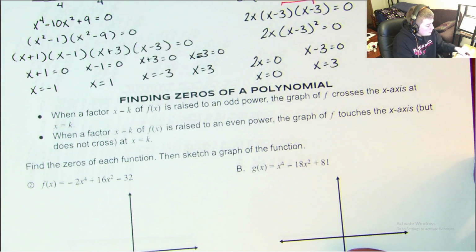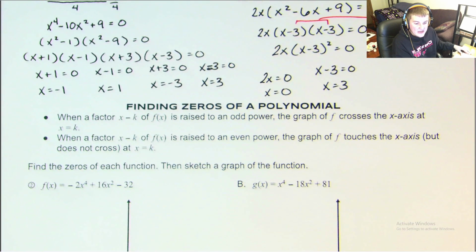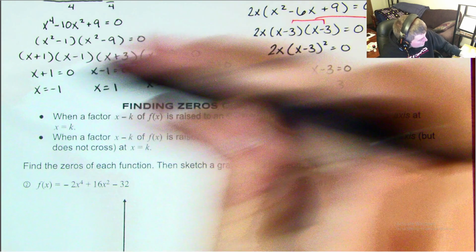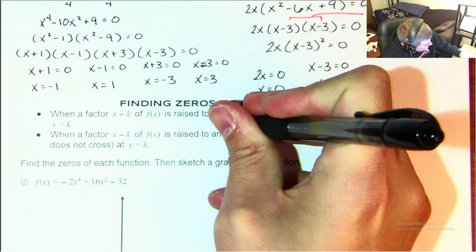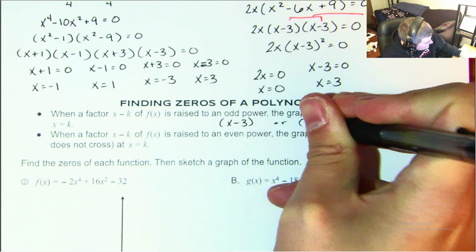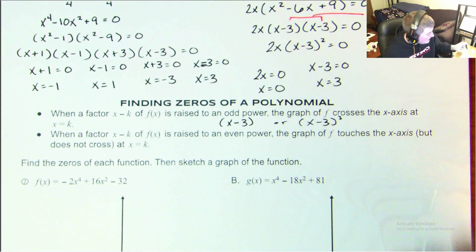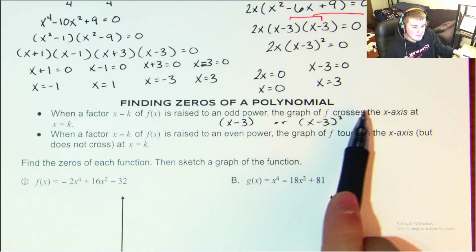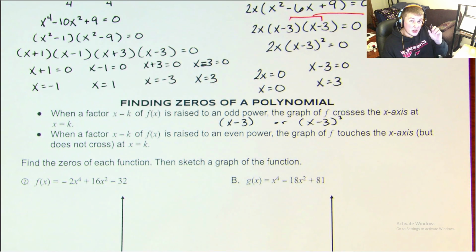Okay, we're going to use that to find the zeros of a polynomial. We need to remember that when I have a factor x minus k raised to an odd power, an example being x minus 3 or x minus 3 to a third power, this is something new. If it's raised to an odd power, that means it's going to cross right through the graph at exactly one time.